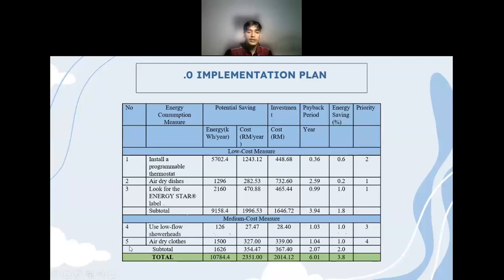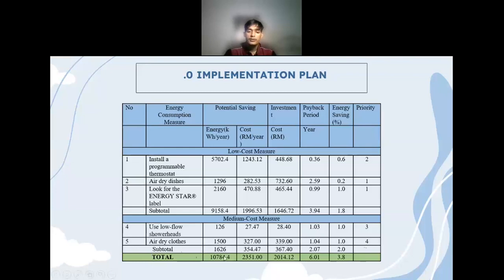The last one is air dryer cloth. The energy kilowatt per hour per year that can be saved is 1500 kilowatt per hour per year and the cost is 327 ringgit and the investment is 339 ringgit and the payback period is 1.04 and the energy saving is 1.0% and the priority is 4.